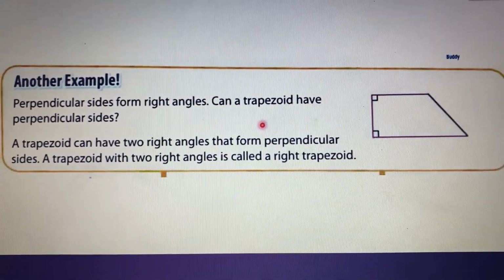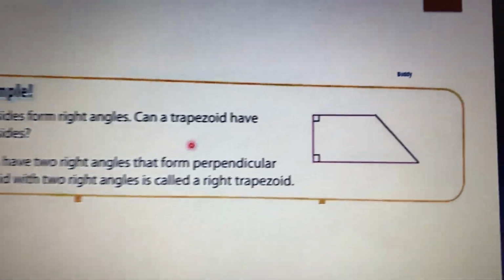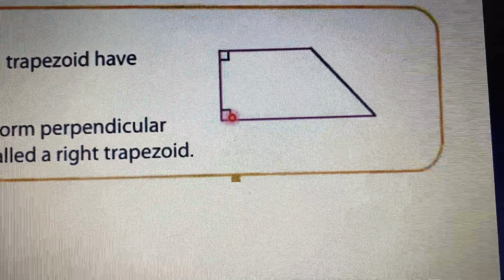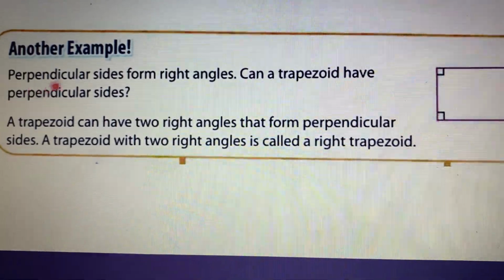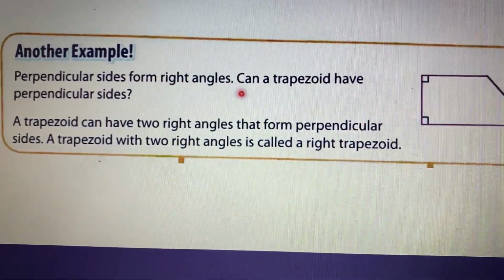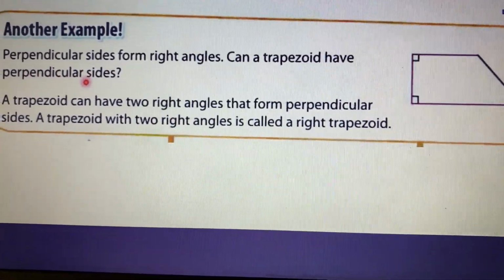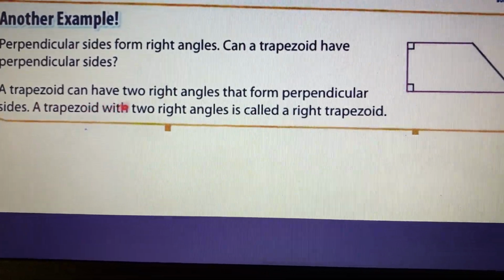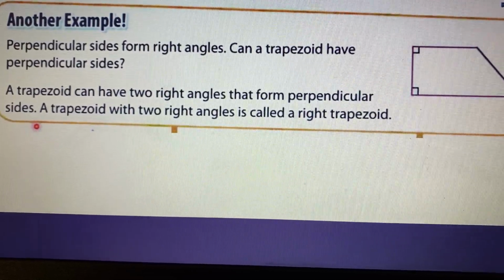Okay, here we have a trapezoid. But if you notice, we have here two right angles. In this case, look what we call it. Perpendicular sides form right angles. Can a trapezoid have perpendicular sides? Yes. So in this case, a trapezoid can have two right angles that form perpendicular sides.